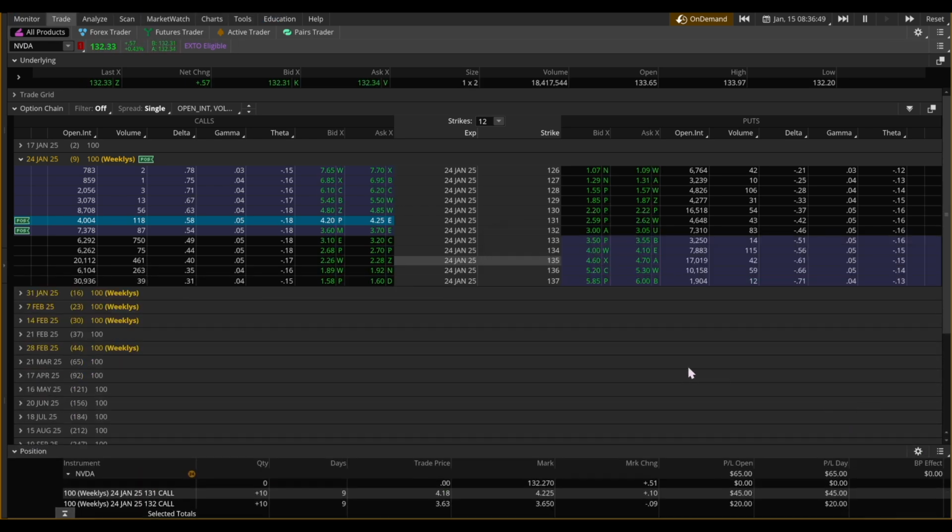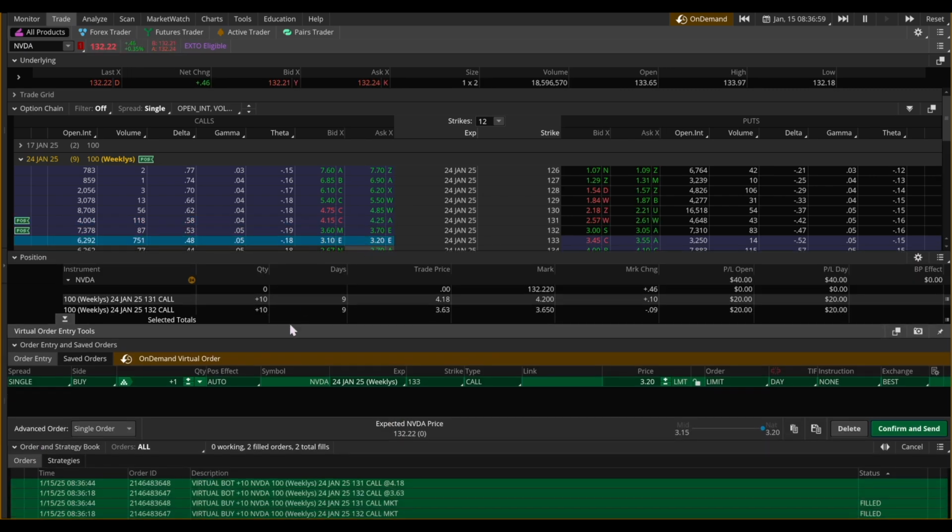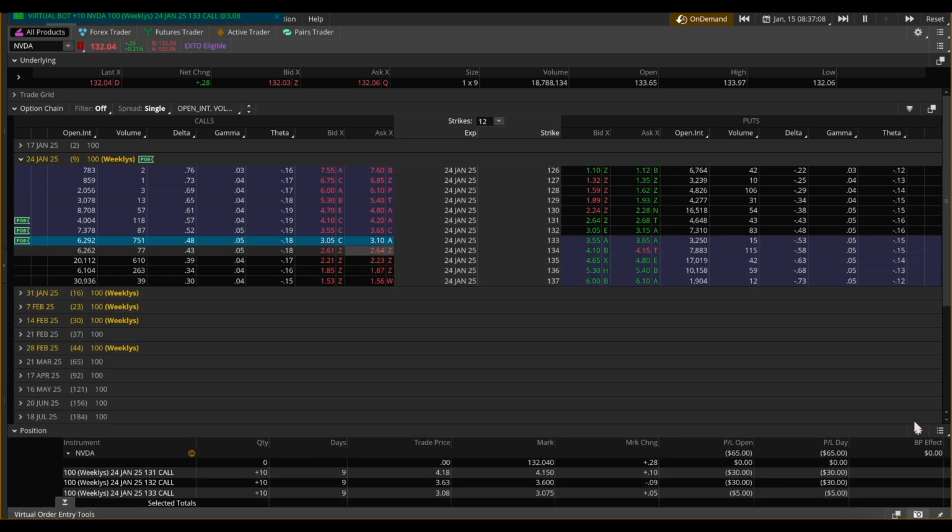And last but not least, we'll also do an out the money. Again, 132 is the current share price, so we need to go above for it to be out the money. I'm going to click on this 133 strike price. You're going to see it's set for 10 again for the number of contracts. Fulfill it at a market order, confirm and send, and send.